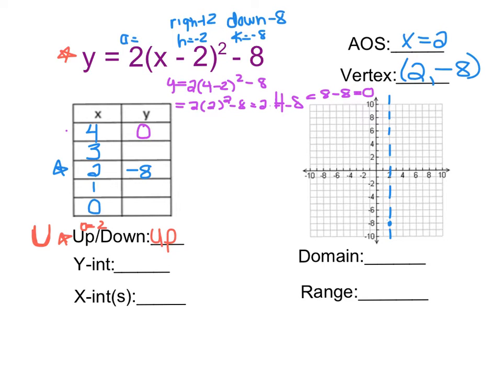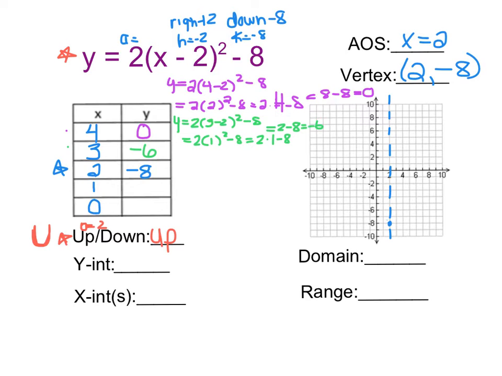And then if I look at x equals 3 next, I'm going to do the same thing. y is equal to 2 times (3 minus 2) quantity squared minus 8. Okay, so I'm going to do the parentheses first. So I have 2 times 1 squared minus 8. Well, 2 times 1 squared is just 1, so that's 2 times 1 minus 8, which is essentially 2 minus 8, which is negative 6.